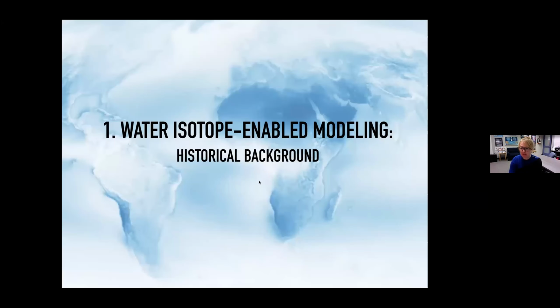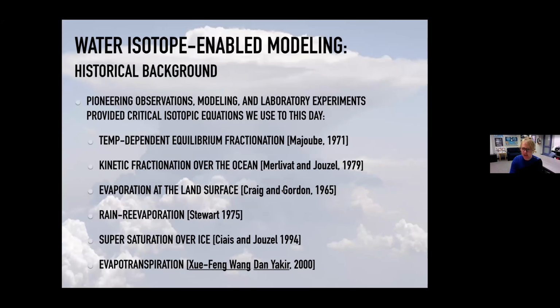So first, I wanted to give some historical background. There were many, many pioneering studies in the 60s, 70s, and 80s that have allowed us to build water isotope physics into our climate models. So really pioneering modeling and laboratory experiments. I'm sure those of us who do modeling have cited many times Majoube, Merlivat and Jouzel, Craig and Gordon, Stewart 1975, who wrote this one paper on rain re-evaporation and never showed up again. I don't know what happened to him. And the supersaturation over ice parameterization, these are all based on classic papers that we all use.